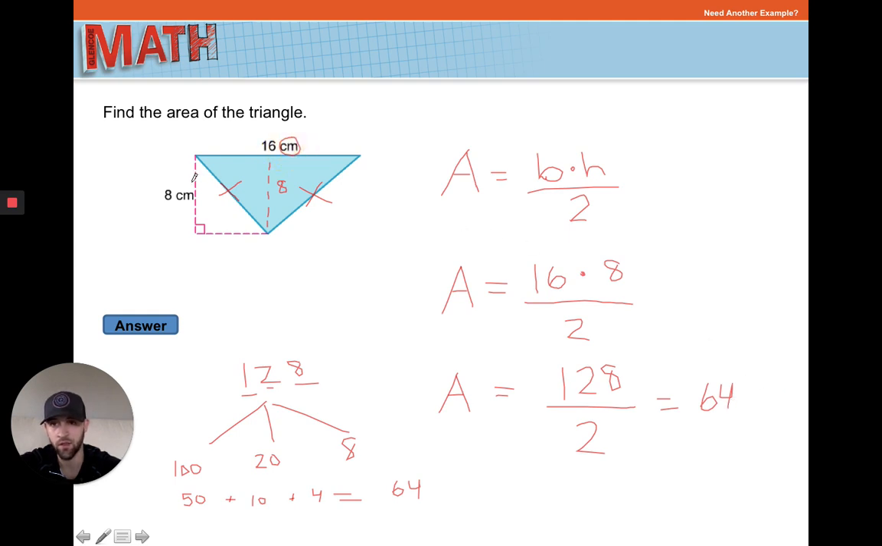It is centimeters, notice. So I can actually use centimeters this time. We are finding the area, so make sure you put squared. Let's see if we were right. Yes, we were. Very good.